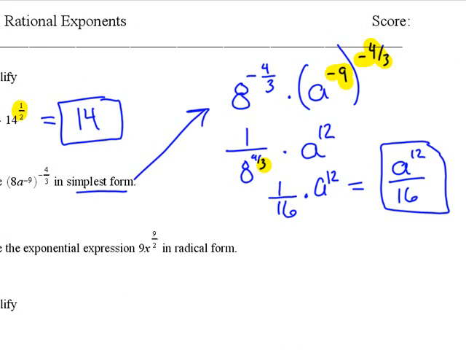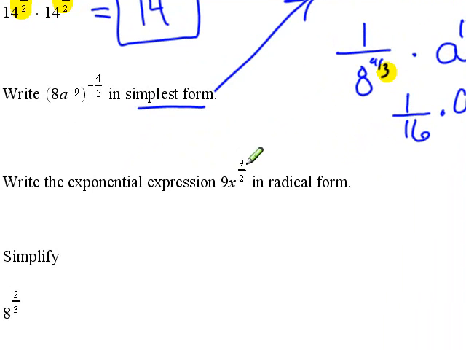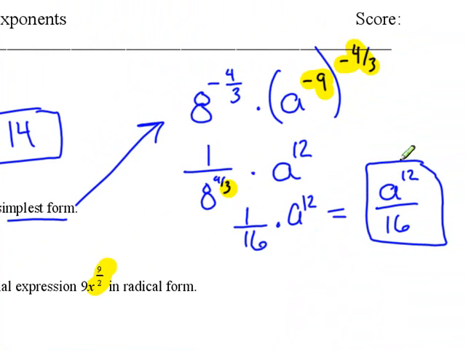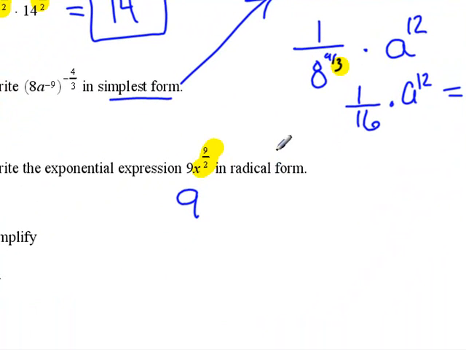Number 11. The thing that gets most people about number 11 is that this 9/2 is only attached to the x. It's not attached to the 9. So the 9's not going to change. We've got to leave the 9 alone. This says we're doing a square root of x, and x is being raised to the 9th power. So that 9 stays outside. The 9/2 does not get to it.